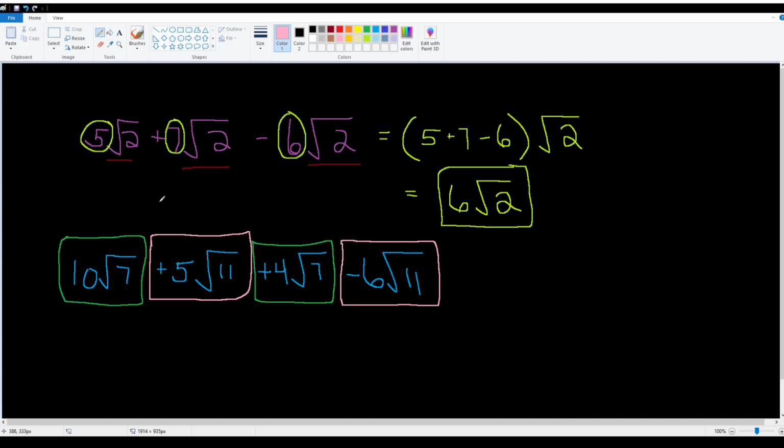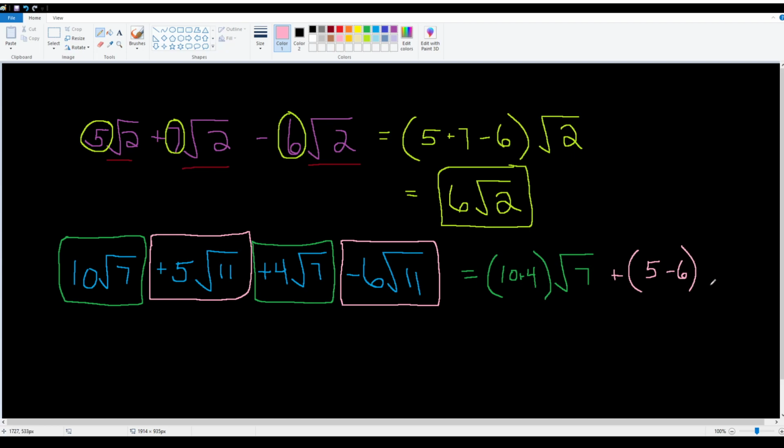So when I do that, I have to just make sure that I separate those. For these, because they have the same radical, I'm going to take the coefficients and put those together. So it's going to be 10 plus 4, and then on the outside goes the radical 7. Then I'm going to add the 5 minus 6 here. So this is going to be plus 5 minus 6.